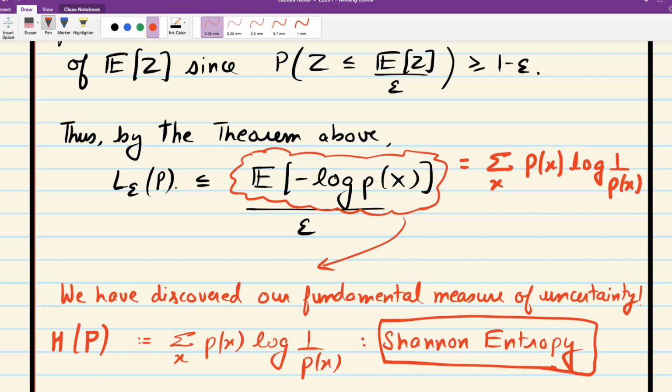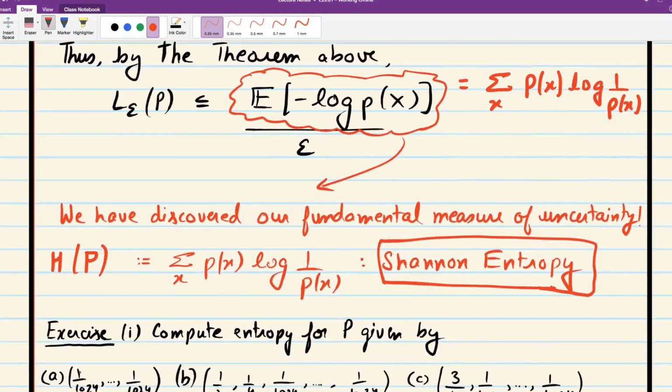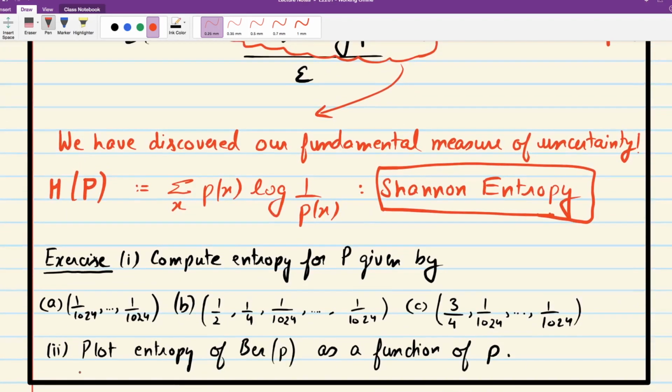We will show that this quantity is actually approximately equal to the Shannon entropy itself if we ignore the dependence on epsilon. And therefore Shannon entropy emerges as a measure of uncertainty and also as an answer to the fundamental limit of compression, L_epsilon(P). I would request you, after this lecture, to look at this quantity, play around with it and try to remember it. So here are some very simple exercises to help us understand what the Shannon entropy is about.